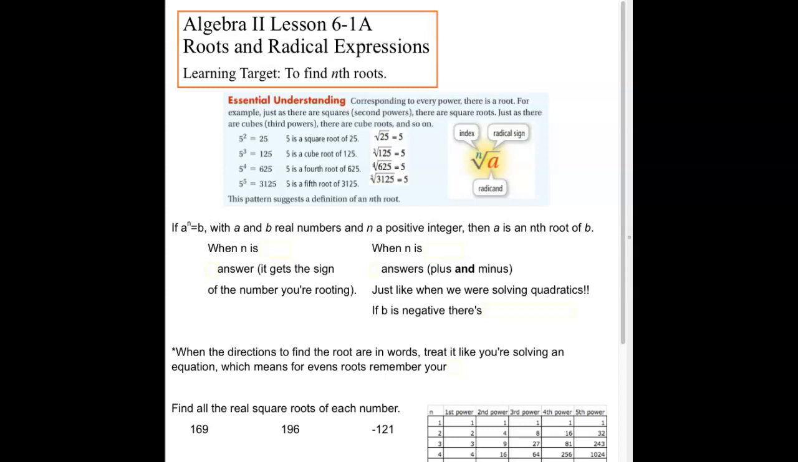Welcome back. Today we're going to look at the first part of section 6.1. Our topic is roots and radical expressions. And our learning target today is to find the nth roots.